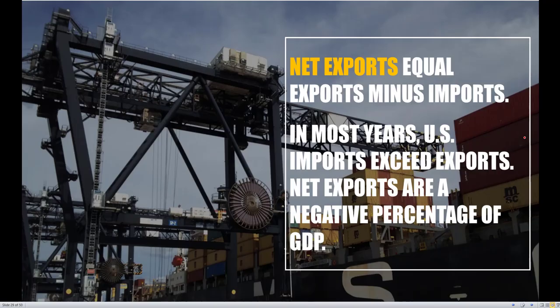Final two components, we tie them together, and this is going to be net exports. And net exports equals exports minus imports. And we do notice that because the United States is a very big consumer-based economy, we don't have as much manufacturing as we did in the past, so US imports do exceed exports in many instances. So net exports, at least for the United States' case, is going to be a negative percentage of GDP.